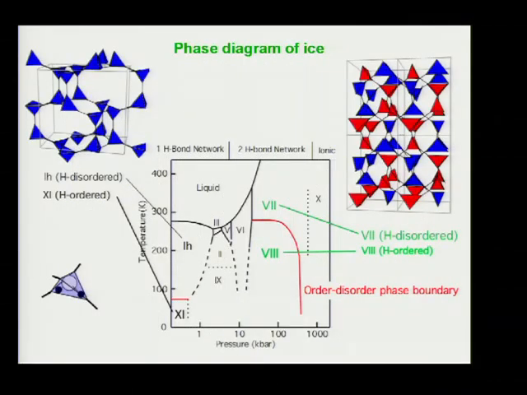But among them, between ice VII and ice VIII, this order-disorder phase boundary has been confirmed experimentally in a very wide pressure range. So it's a very good target to be investigated by first principles calculation.